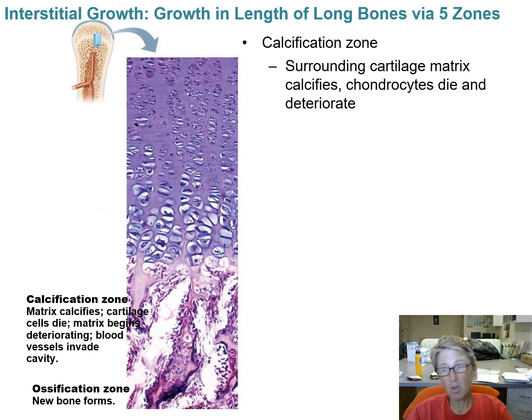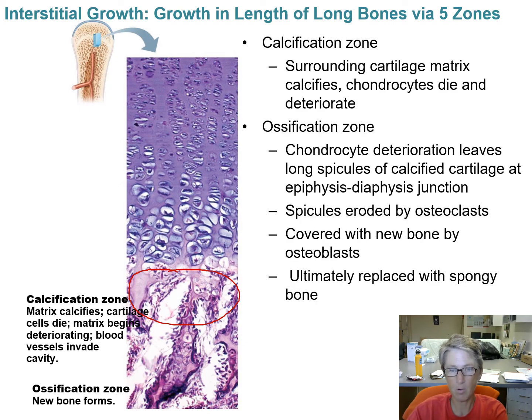The calcification zone then is actually surrounding the cartilage matrix. It will calcify, and once it calcifies, that means the chondrocytes can't get any nutrients, so the chondrocytes die and then they deteriorate. And when the chondrocytes die, you leave these spicules. So these things right here, we talked about those, and that's just calcified cartilage, and that means the cells aren't there. The cartilage is calcified, the cells are dead.